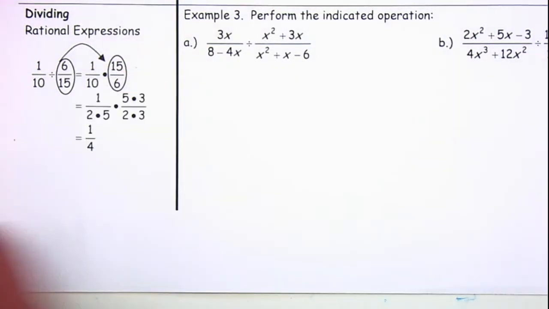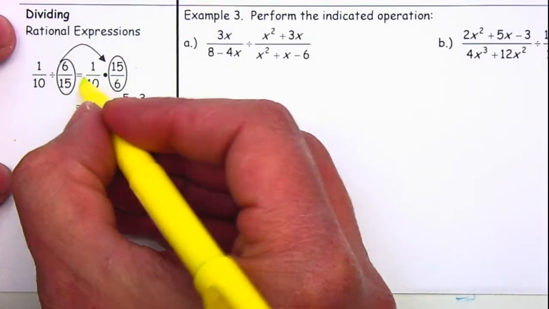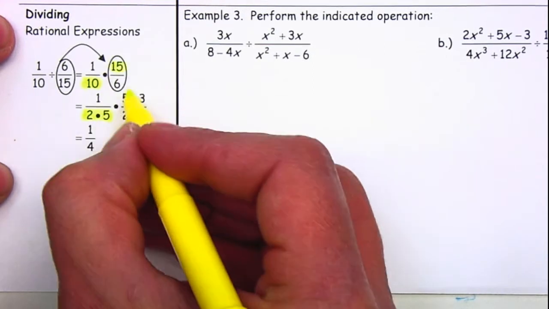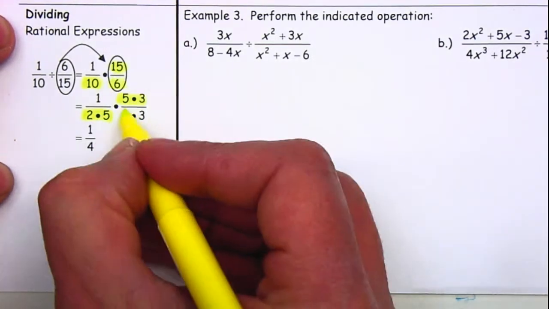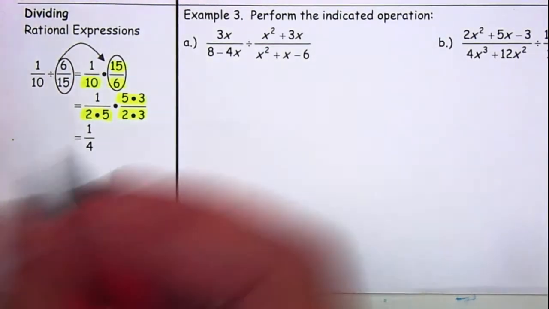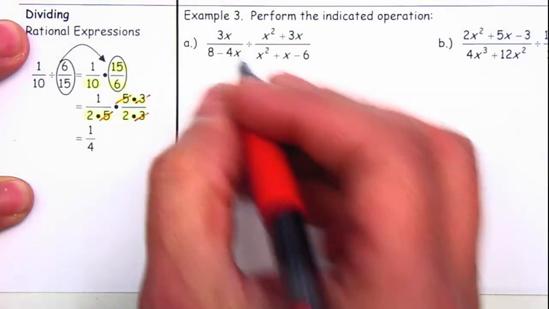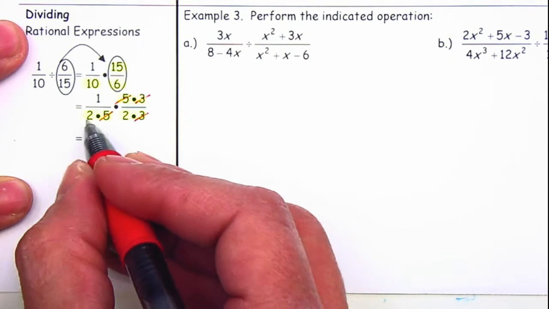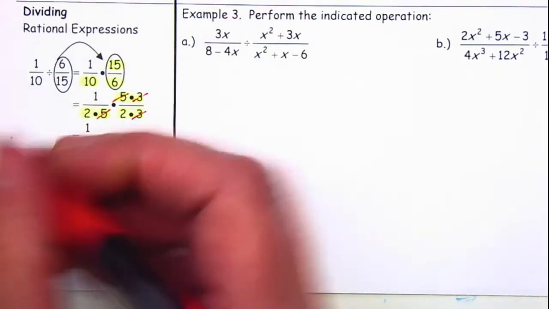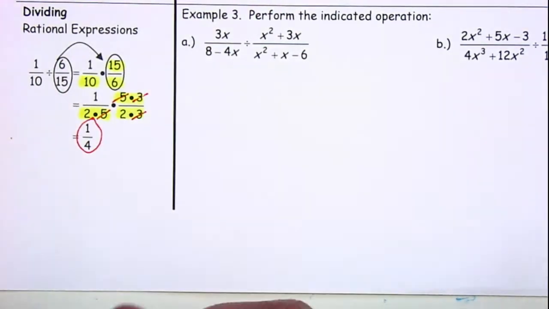And we can just go and factor. The 10 will be 2 times 5, the 15 will be 5 times 3, the 6 will be 2 times 3. And now we can cancel the 5s, we can cancel the 3s. So we just have a 1 on top, and 2 times 2 will be 4, and this will be our final answer.